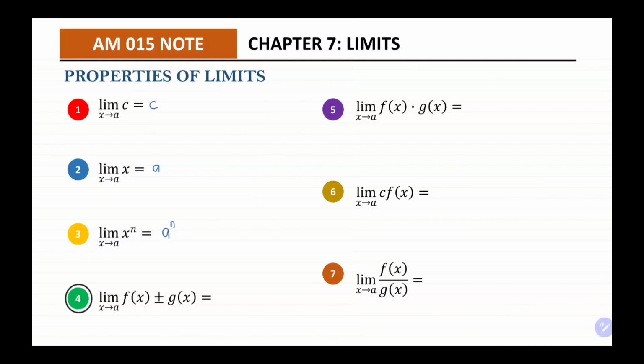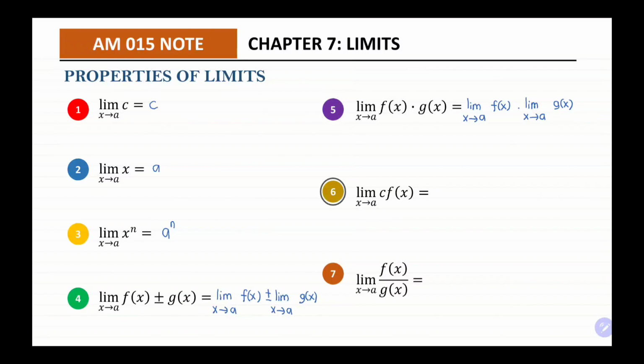And number 4, we have limit x approach a of f(x) plus or minus g(x). This type of limit we can separate, like limit x approach a of f(x) plus or minus limit x approach a of g(x). We can separate, become 2 limits. Kalau tak nak separate pun tak apa. Number 5, we have limit x approach a of f(x) times g(x). Same, this one we can separate, become limit x approach a of f(x) times limit x approach a of g(x).